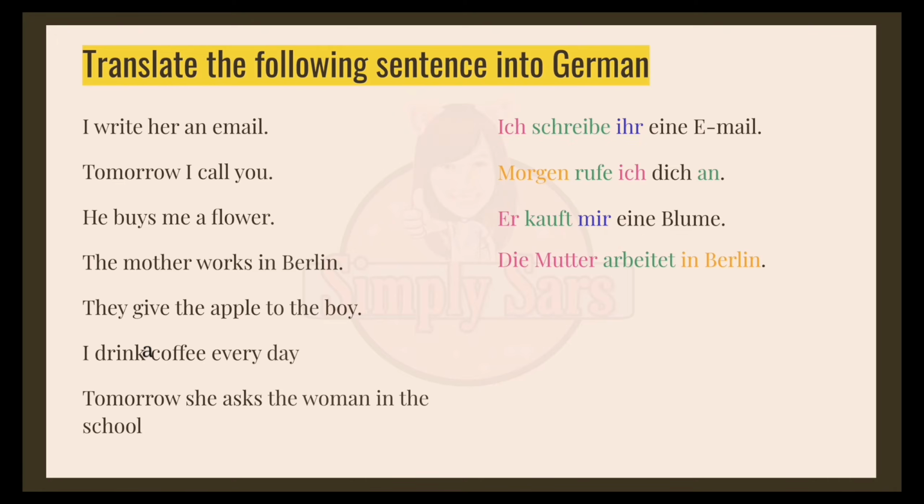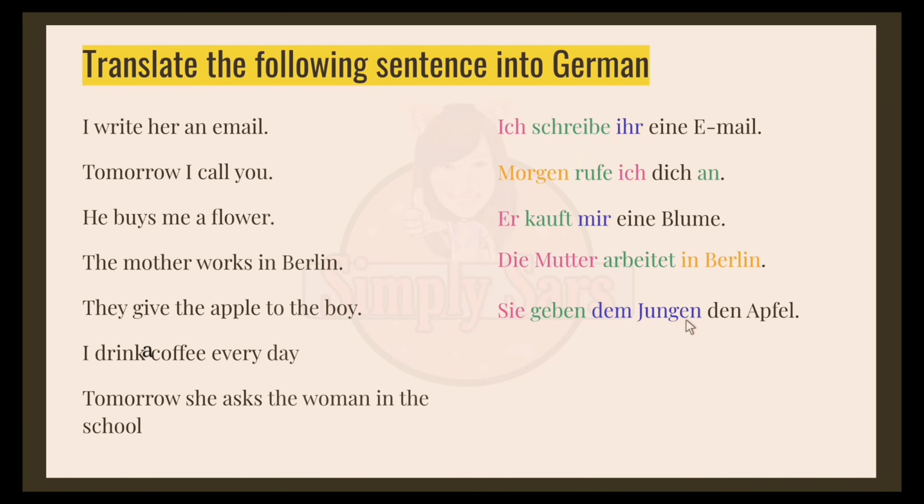The mother works in Berlin. Die Mutter, subject, arbeitet, verb, in Berlin, place. Color orange. Next, they give the apple to the boy. Sie geben dem Jungen den Apfel. So, ano yung binigay nila? Apfel, this is our accusative form. Para kanino? Dem Jungen. Dem Jungen is the dative form.